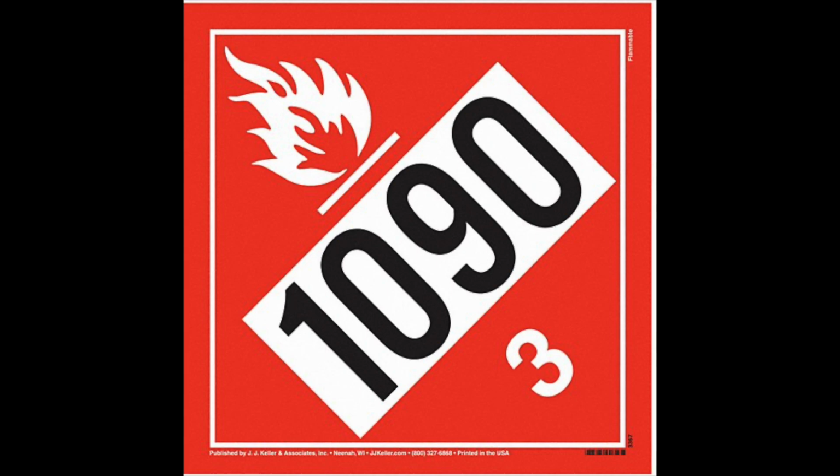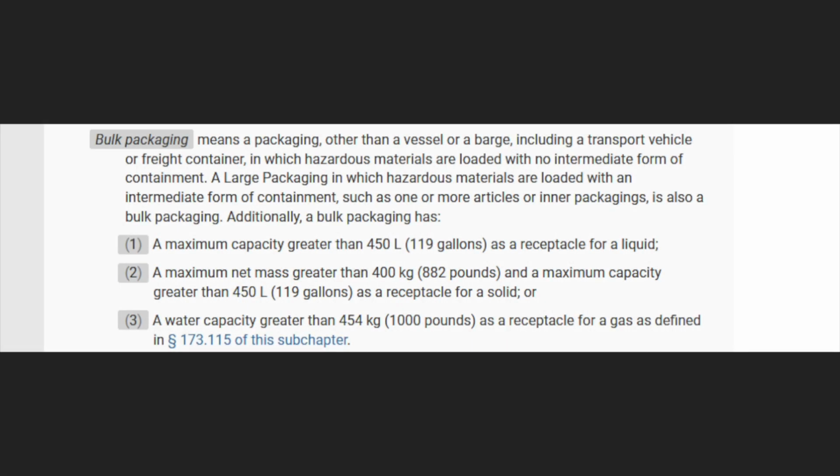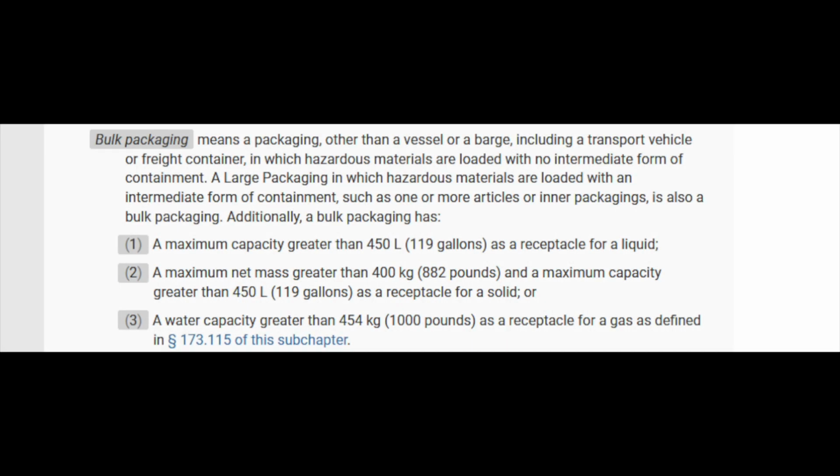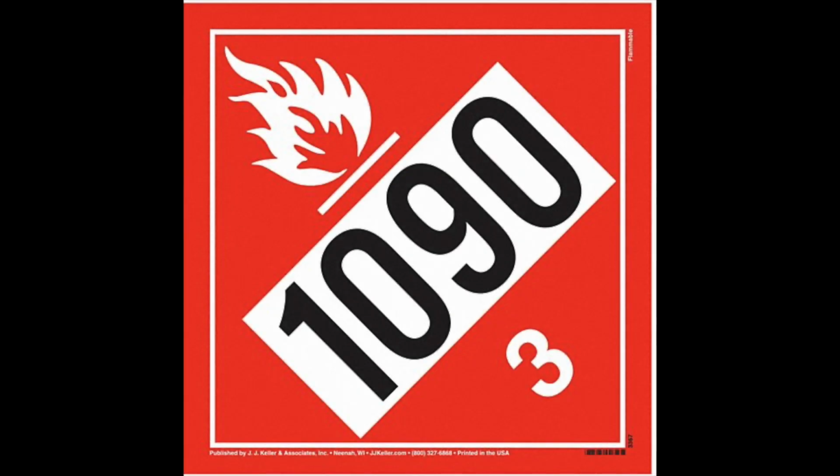Okay, last topic in this video. When you are placarding sometimes you have to use the UN number. And that's that UN number we were looking at before, like UN 1090. You do have to use it when the load is bulk. So if the hazardous material inside is a bulk hazmat load, you now need to display the UN number on the placard itself.